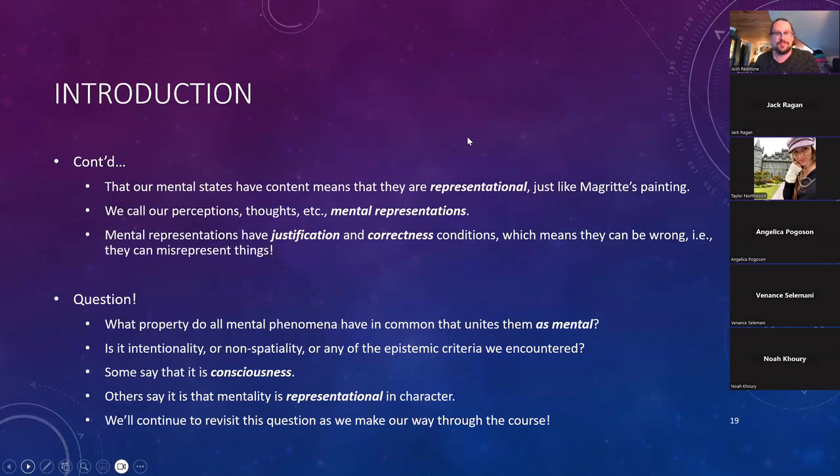So our mental states, by virtue of the fact that they have content, are representational, like Magritte's painting. The content of that painting is a pipe. The pipe is represented in the painting, but it's not an actual pipe. So that's a representation. Yeah, it does make sense, right? And not only is Magritte's painting not a pipe, but a representation of a pipe, but our mental states, our perceptions, thoughts, beliefs, those are mental representations.